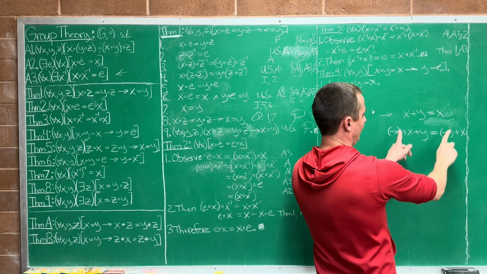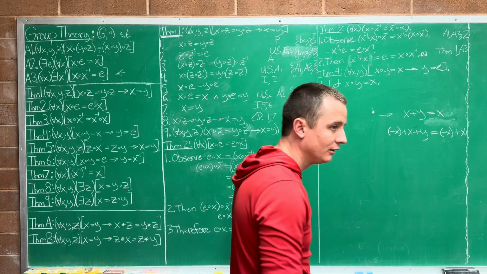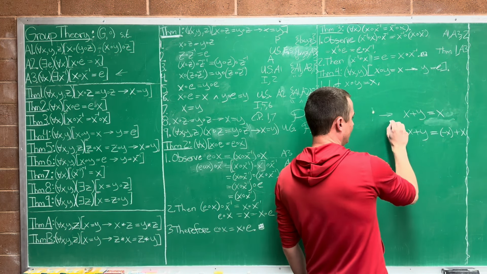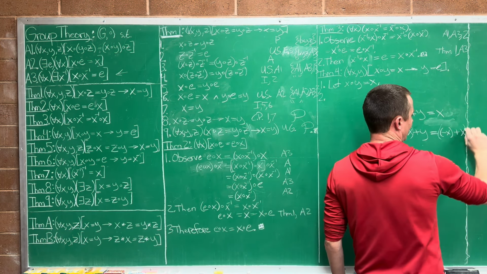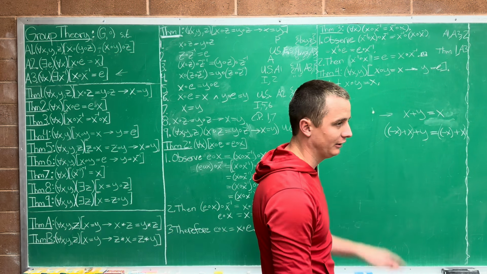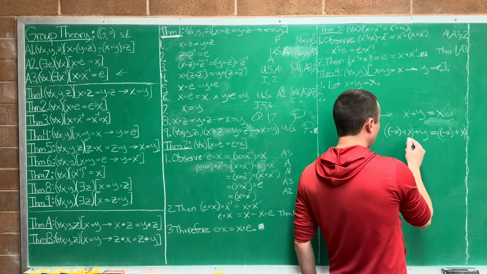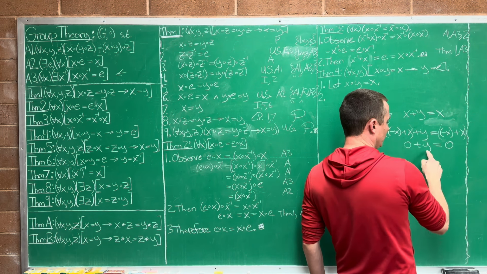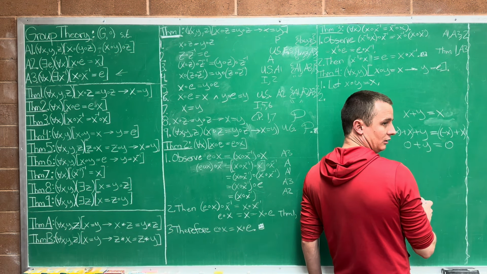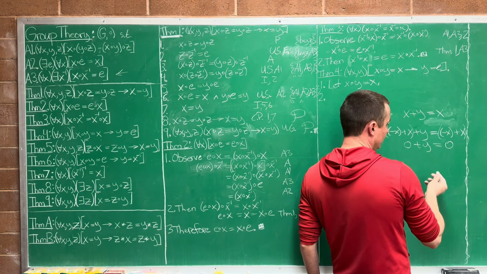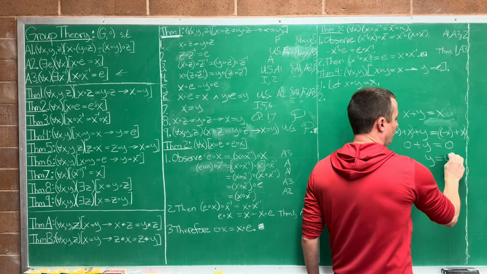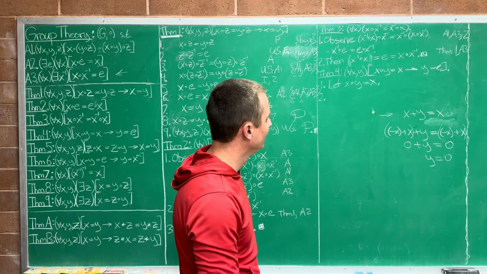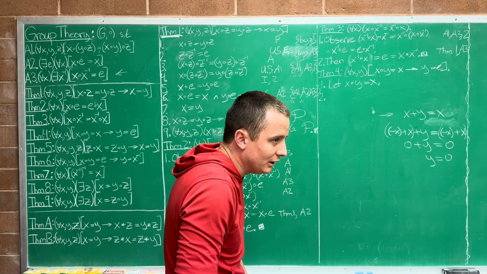Yes. So we started there, add the negative x to both sides. Associate this with this, and this with this, right? What's negative x plus x? 0. Plus y is equal to 0. What's y plus 0? y. So y is equal to 0. Oh, got it. So we're going to be doing the exact same thinking.